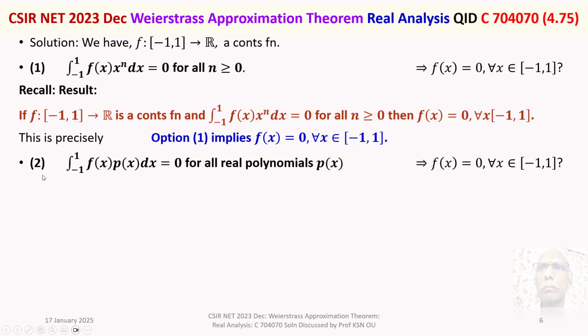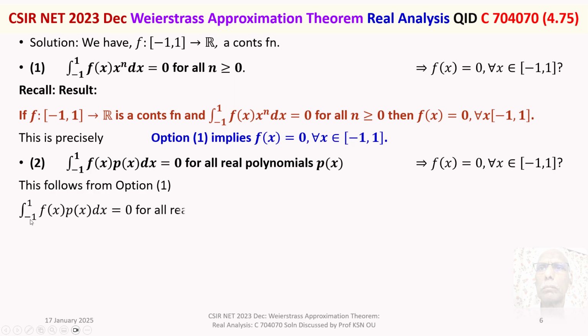Go to the option 2. Integral -1 to +1 f of x p of x dx is equal to 0 for all real polynomials p of x. Will it imply f(x) is equal to 0 for all x belongs to -1 to +1? Yes, this will imply f of x is equal to 0. And this follows from the option 1 above.